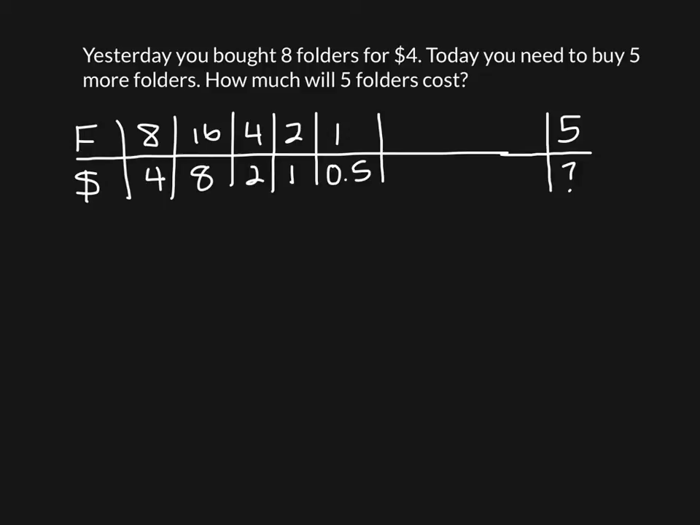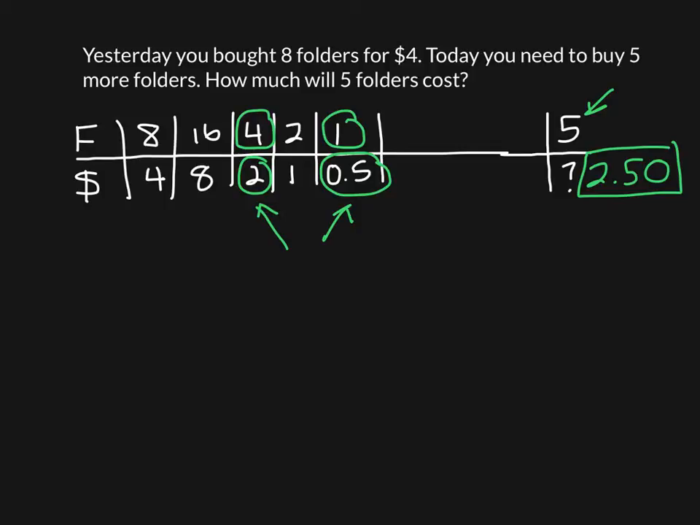Now, looking at these values, if 4 folders costs $2, and 1 folder costs 50 cents, to get 5 folders right here, right? I just need to take $2 for the 4 folders and 50 cents for the 1 folder. So if I add them, I get $2.50, right? And that's my answer for 5 folders.